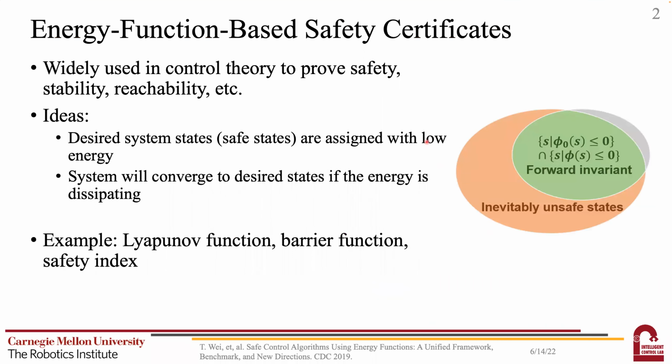This work mainly focuses on the energy function-based safety certificates. Energy functions were widely used in control scenarios to prove important properties such as safety, stability, and reachability. The desired system states, such as safe states, should be assigned low energy, and the system will converge to the desired states if the energy is dissipating. This is actually the main idea of these energy function-based methods.